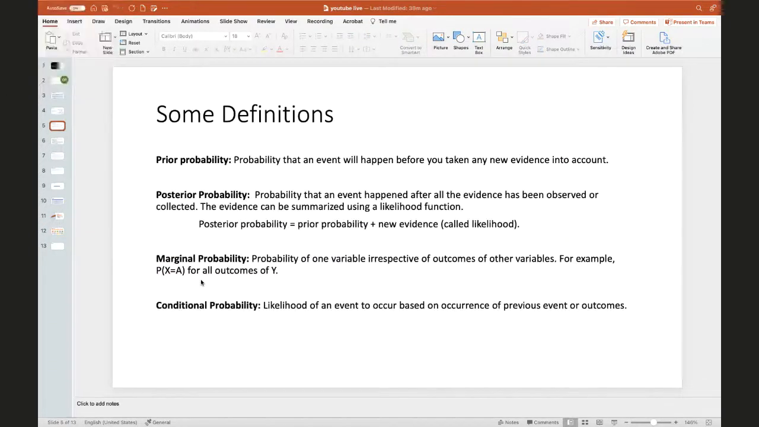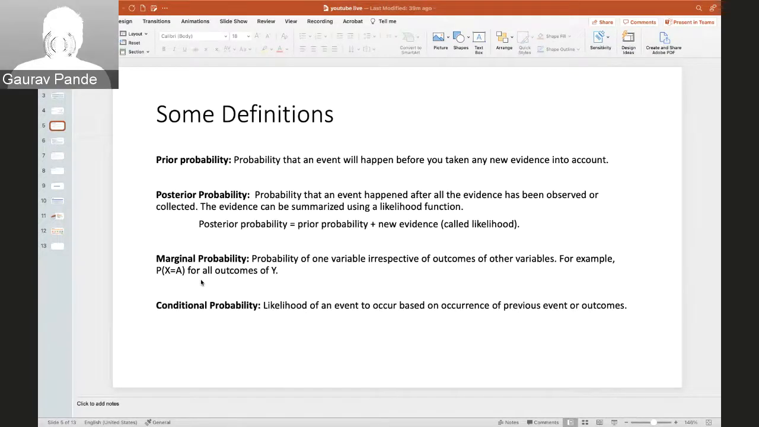Some of the definitions that I think you must be aware of are the prior probability, posterior probability, marginal probability, and conditional probability that you would have to calculate in this assignment. Prior probability is the probability that an event will happen before you have taken any evidence into account. So any new probability that you're calculating is your prior probability.